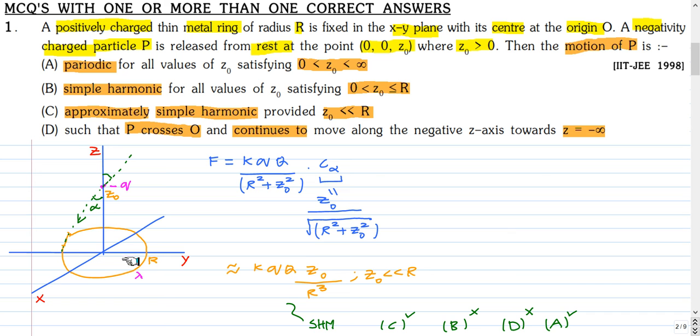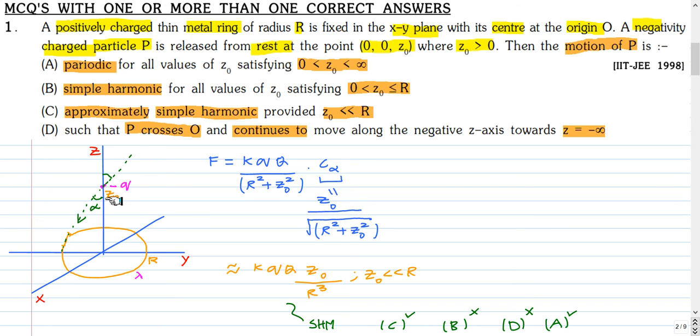Here is the solution. So the ring is kept in the xy plane and a negatively charged particle of charge minus q is at a distance z0 along the z-axis. So there will be a force of attraction between this point charge and the positively charged ring. If you take a small element of this ring, the direction of force will be along this direction, and all the elements of force will attract this point charge in different directions, but the cos component, that is the component along the z-axis, will add, and the component perpendicular to the z-axis will cancel.